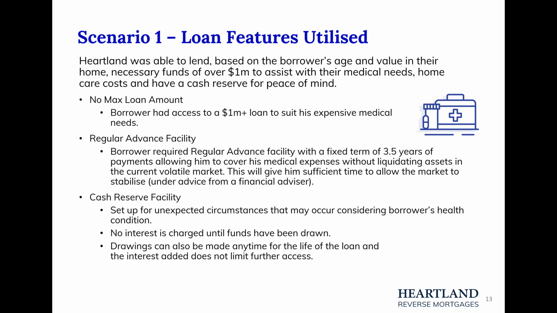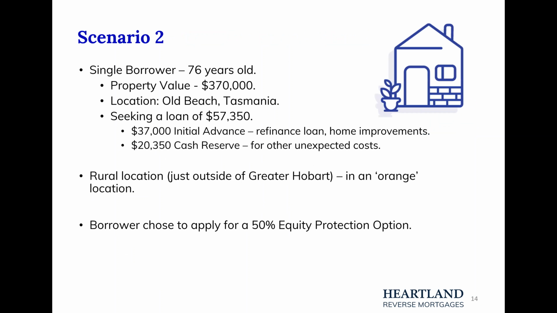Okay, going on to the second scenario. So this one, we have a single borrower of 76 years old. It's a property value of $370,000, and the location is at Old Beach, Tasmania. He'll be seeking a loan of $57,000. I believe the LVR is around 15% here, and that's important because think about it, the 76-year-old can, for a standard LVR, be able to take up 31%. But for this loan, he only wants to take about 15%.